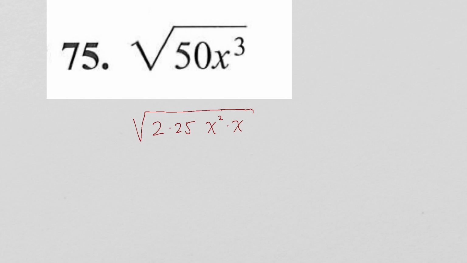So when we take this 25 out, we square root it and we get 5. When we take this x squared out, we divide the exponent by the index and get 1. 2 divided by 2 is 1. And then we're left with what's left behind, the 2 and the x. And that's it.